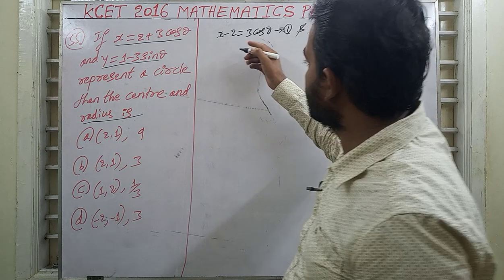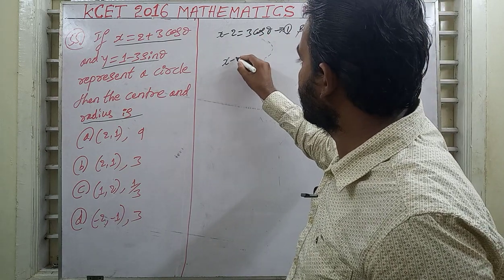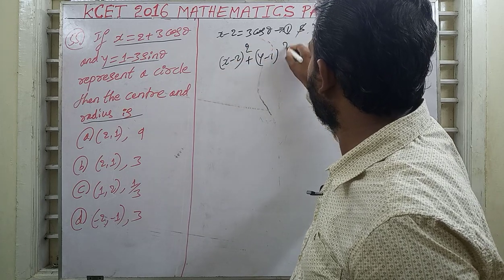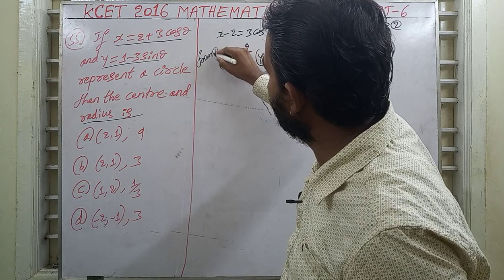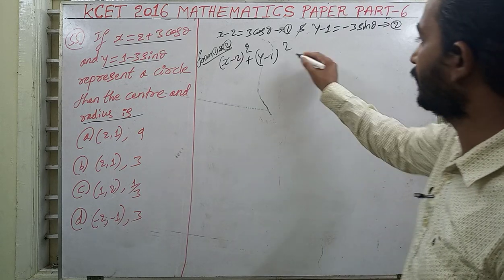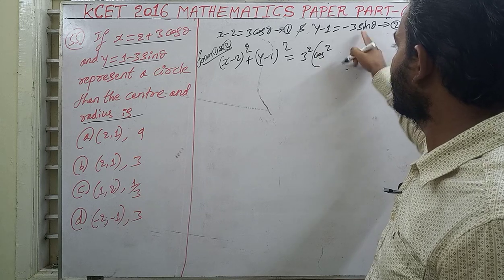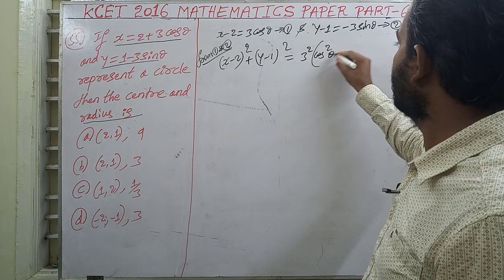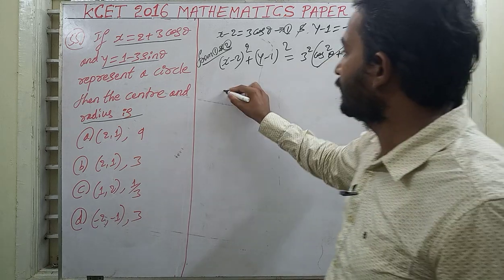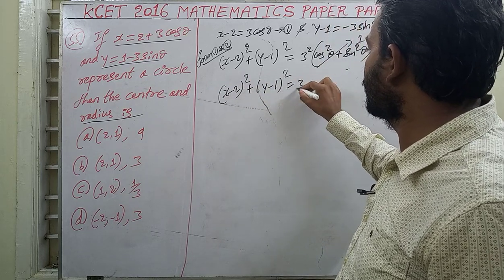Now square and add these terms. From equations 1 and 2, x minus 2 whole square plus y minus 1 whole square is equal to 3 square cos square theta plus 3 square sin square theta. Taking 3 square common outside, cos square theta plus sin square theta is 1. It becomes x minus 2 whole square plus y minus 1 whole square is equal to 3 square.